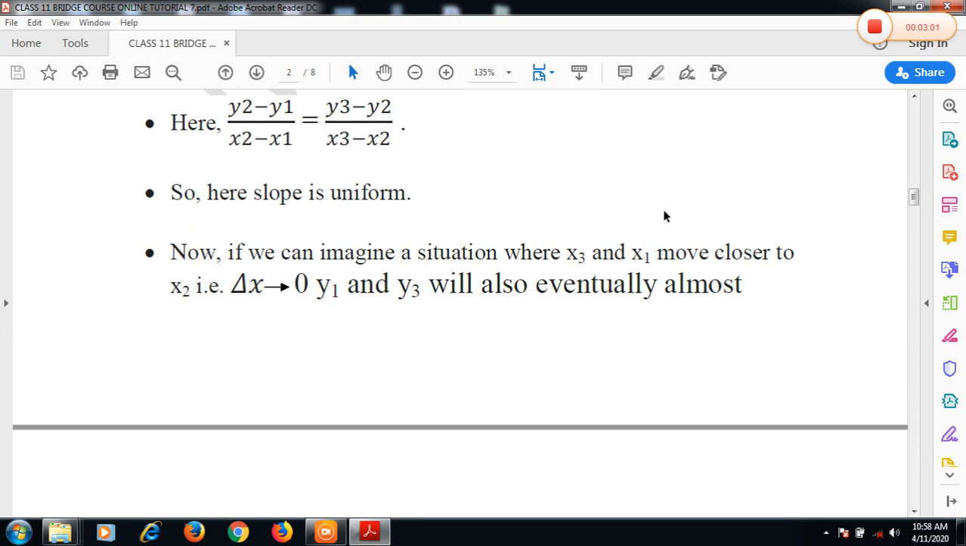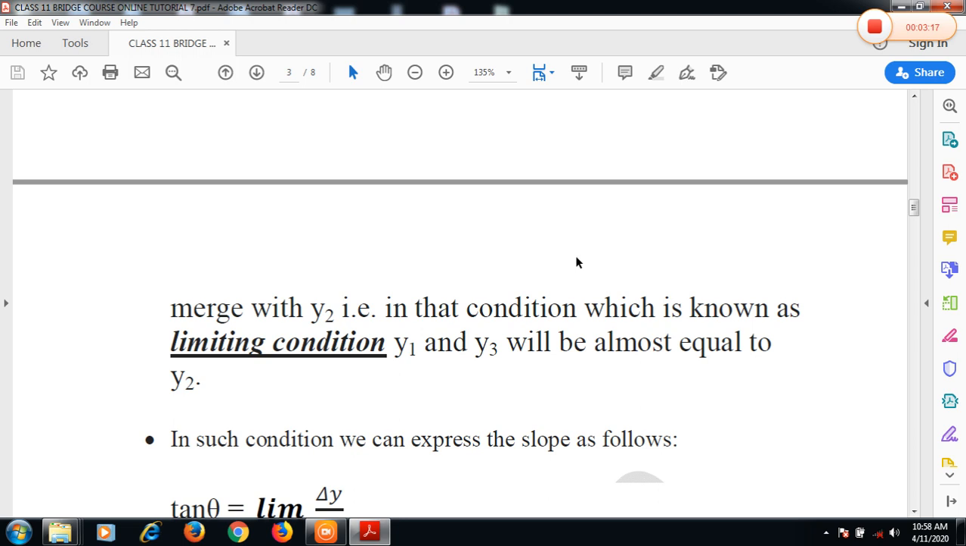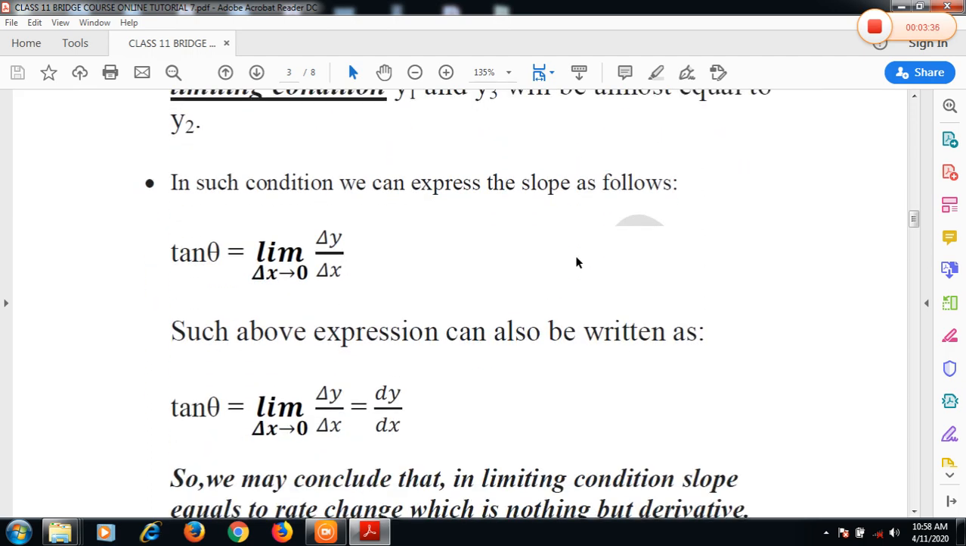So, now we can imagine the situation that I have described, where x3 and x1 move closer to x2, that is delta x tends to 0, and in that situation y1 and y3 will also eventually almost merge with y2. That is, in that condition, which is known as the limiting condition, y1 and y3, these two ordinates will be almost equal to the ordinate corresponding to x2, that is y2. In such a condition, we can express the slope as follows, and that is tan theta equals limit delta x tends to 0 of delta y by delta x.